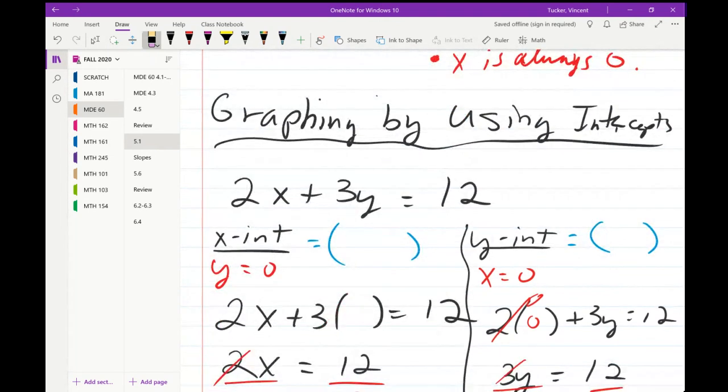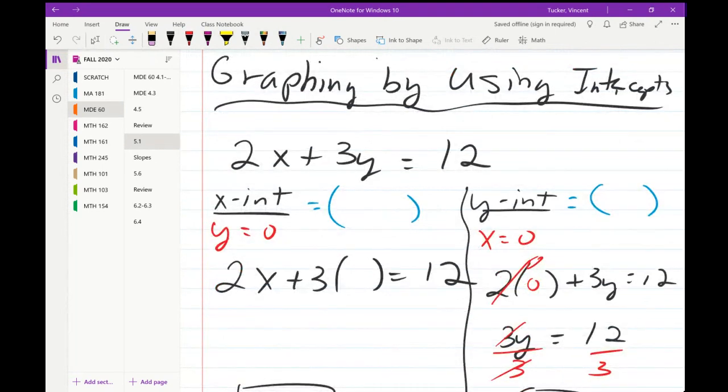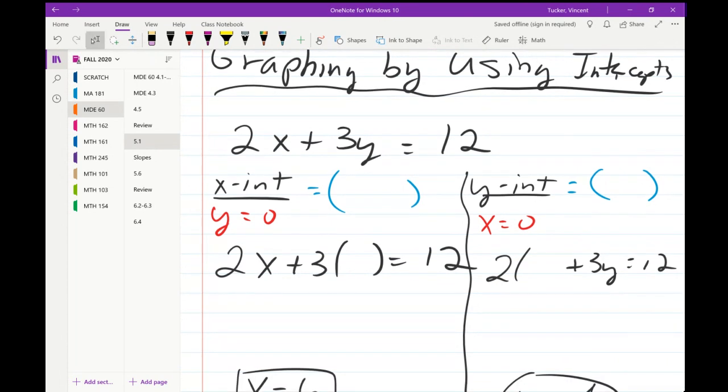All right, so let's go ahead and erase this stuff so we can walk through it. If we want to graph using our intercepts, let's say I have 2x plus 3y equal to 12. It doesn't matter which one you decide to find first, whether it's your x-intercept or y-intercept. I always tend to find my x-intercept first. But if I'm going to find my x-intercept, the first thing we recognize is that the characteristic of all x-intercepts is that y is equal to 0.